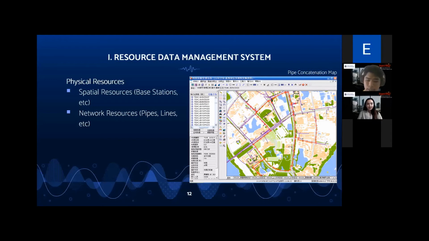The first type is spatial resources. This includes your base stations, utility posts, regions, and other resources that can be represented in the classical points, lines, and region data types of GIS. Network resources, on the other hand, are special kinds of physical resources that are best represented as a series of nodes and lines. This is usually referred to as a network database in GIS and has special analysis specifically tailored for it. Examples of these are pipe networks and power line networks. The photo shown here is a pipe concatenation map showing a pipeline network together with the result of some network analysis. With such functions, we can more easily construct, design, or maintain a telecommunication pipe network.